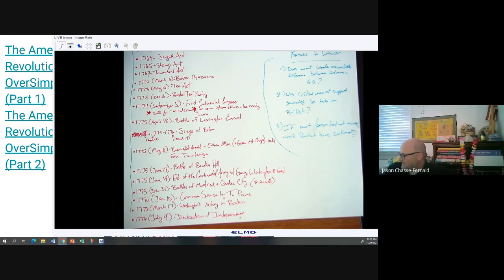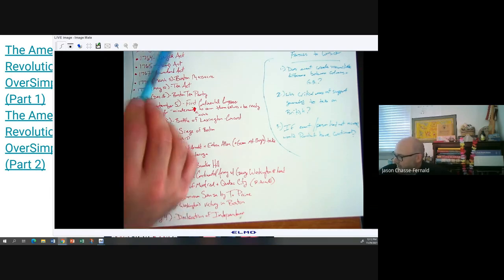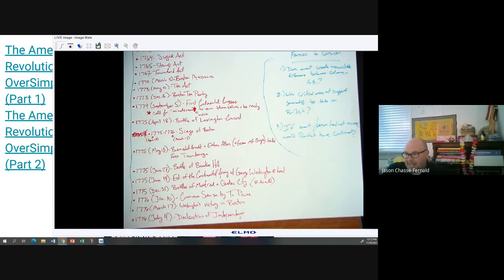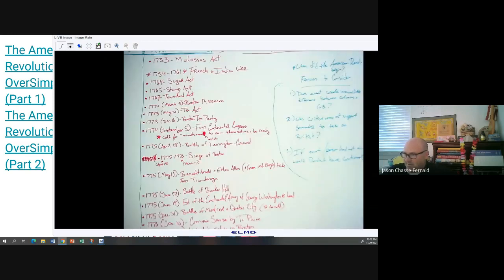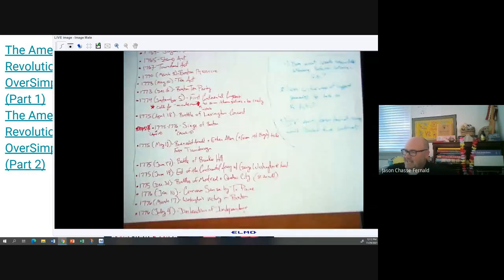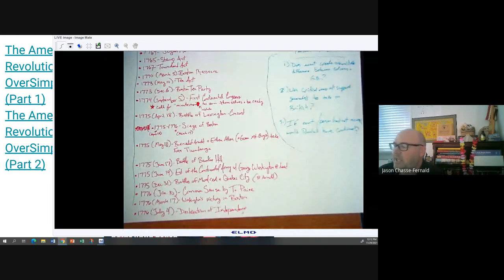Okay, so you could easily make an argument for July 4th. You could, with a little bit more of a challenge, make an argument that the Molasses Act, right? Just go all the way to the top. Is the answer. So it's just a matter of, can you explain it?